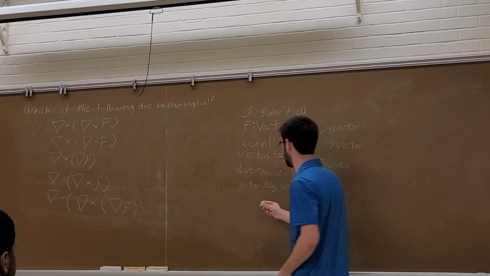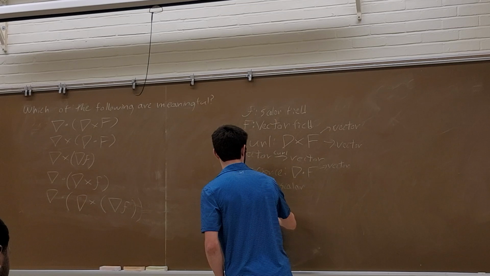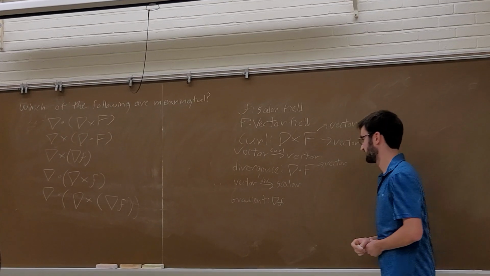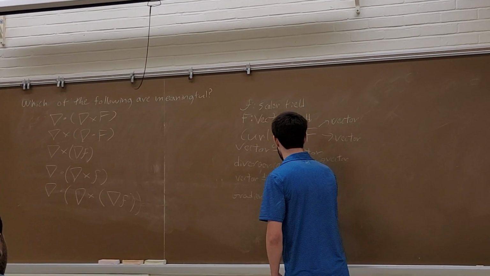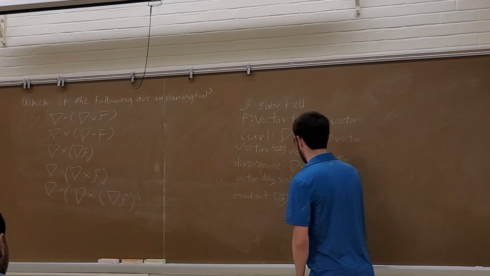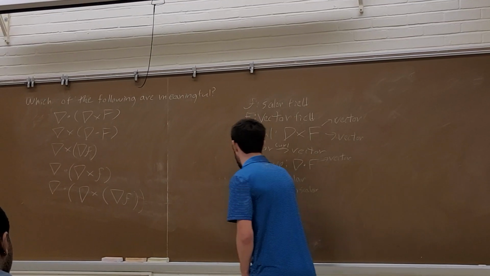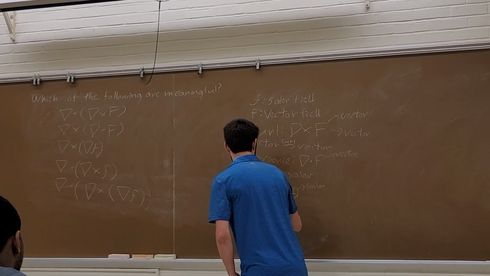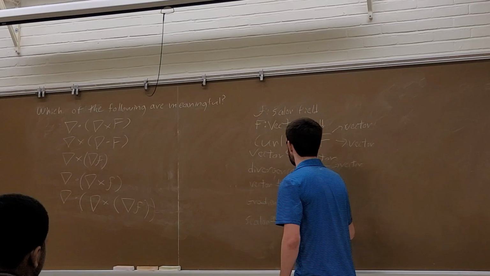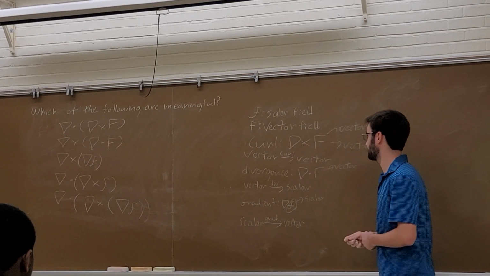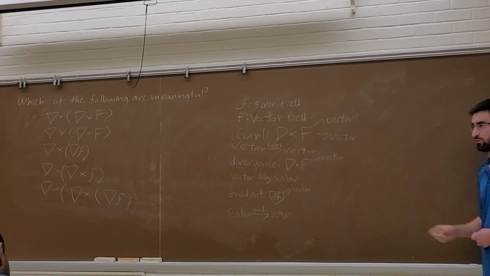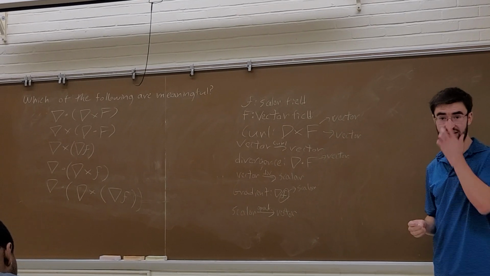Lastly, we have the gradient, which is represented by that. Here little f is a scalar, but when we take the gradient, we get a vector. So we have a scalar going in, you apply the gradient, and you get a vector. In summary, for curl, you have a vector going to a vector. For divergence, a vector going to a scalar. For gradient, a scalar going to a vector. We use all three of those to figure out whether each of these has meaning.